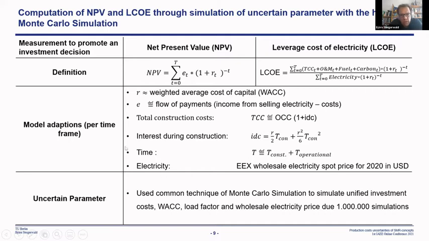Those are our assumptions for the LCOE calculation. We have uncertainties in our model there for the investment costs. We assumed there a uniform distribution of investment costs. We used a WACC from 0.04 to 0.1, so 10%. We used the load factor from 0.75 to 0.85. And we used the wholesale electricity price from the last year, especially from 2020.